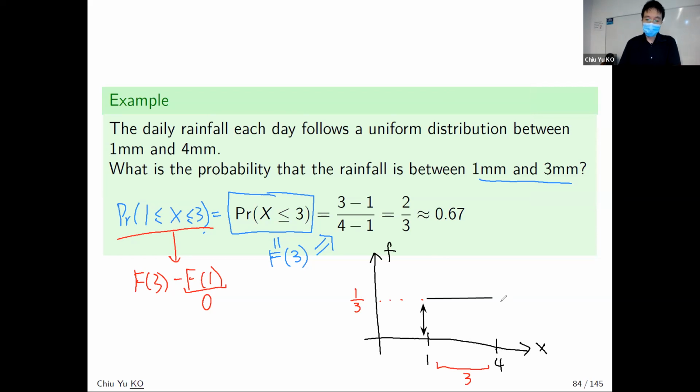Now, the question is what is the probability between 1 and 3. So 3 is here, and it's asking for this area. The probability between 1 and 3 is the area under f between 1 and 3. So it's simply primary school math: the width is only 2 and the height is 1/3, and 1/3 times 2 is 2/3. Is that clear? So that's how you get the same answer using big F, or using small f, also fine.